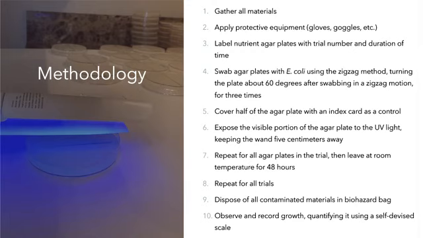This is the methodology that was used in the experiment. After all materials were gathered and protective equipment applied, the agar plates were swabbed with the E. coli using the zigzag method, which is when you turn the plate about 60 degrees after swabbing in a zigzag motion, 3 times. After all plates were swabbed, half of each plate was covered using an index card and the visible portion was exposed to the UV light. After being left for 48 hours to allow incubation, the growth was observed and quantified using a self-devised scale.